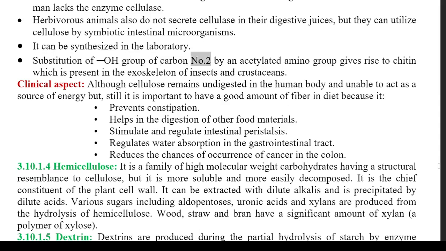Substitution of the OH group of carbon number 2 by an acetylated amino group gives rise to chitin, which is present in the exoskeleton of insects and crustaceans.